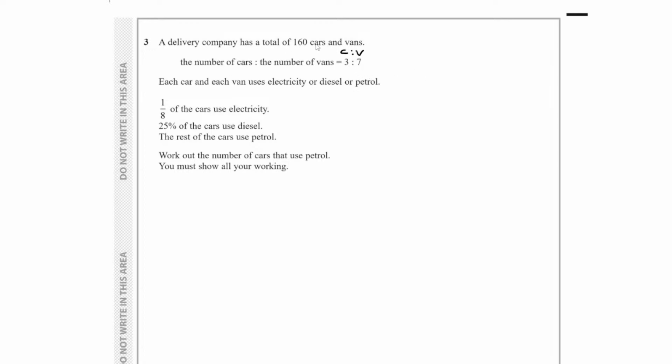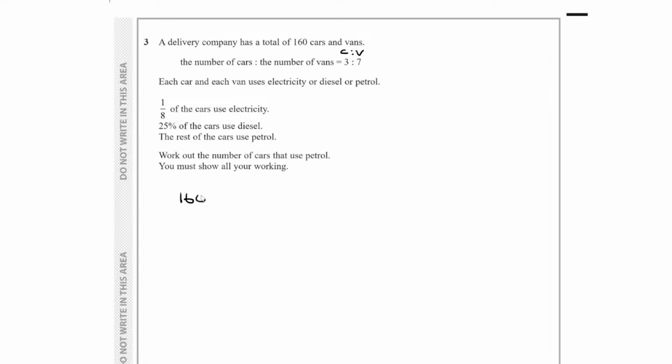So in this case, because they've told us 160 cars and vans, obviously that's my starting point, but all of this other information is just about cars. So realistically, all I want to know is about the cars. I don't really care about the vans. So I'm going to use the ratio first to split up how many cars there are.